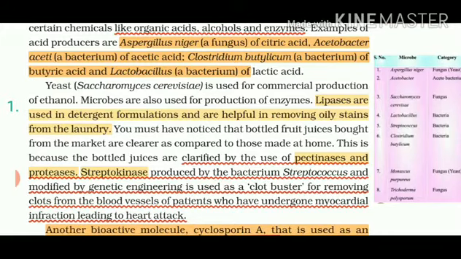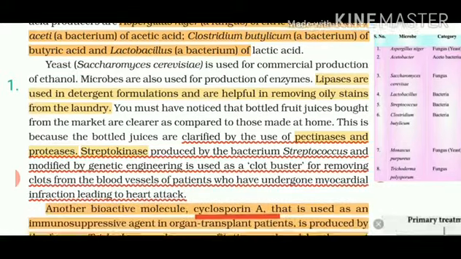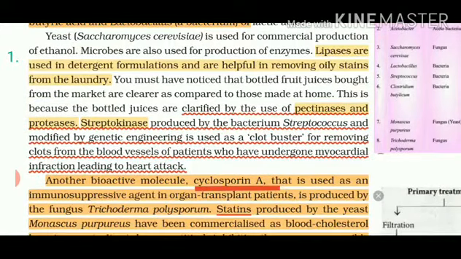Number 2, whenever we are bringing any fruit juice, it's very clear. When we are making juice at home, it's not clear, rich in fibers, but when we are bringing it from the market, it is very clear because it is clarified with the help of pectinases and proteases enzymes.